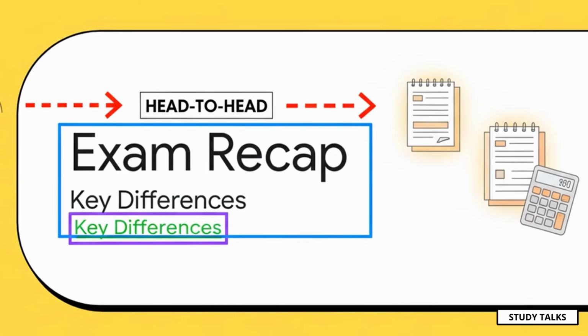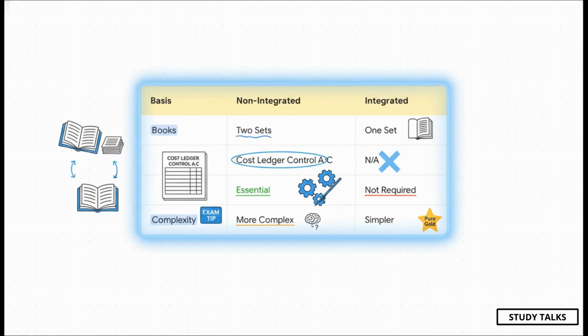Okay, we've looked at both systems now. Let's put them side by side in a final showdown. Think of this as your ultimate revision checklist. It's perfect for those theory questions and for making sure you've really cemented the differences in your mind. This table just lays it all out so clearly. Non-integrated, 2 sets of books. Integrated, just one. One system lives and dies by the cost ledger control account. In the other, it's not even a thing. One needs a mandatory profit reconciliation, the other doesn't. You can bet that ICAI loves asking theory questions based on these exact points. So this table right here is pure gold.